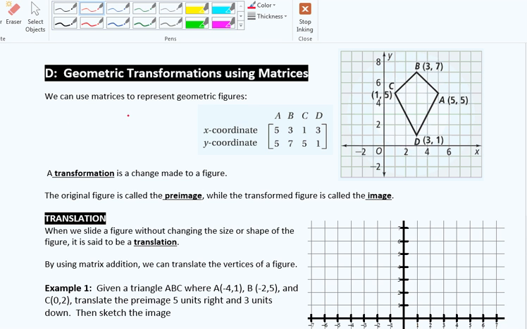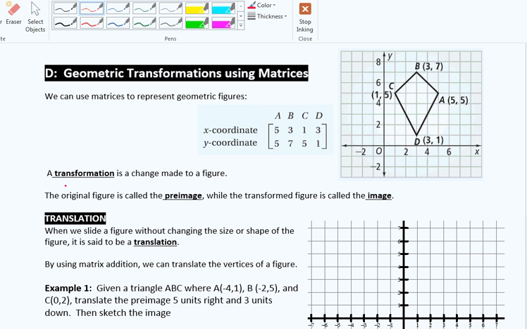So one thing that we can do with a matrix is actually store a geometric figure that is housed on a coordinate plane. For example, I have this kite over here with vertices A, B, C, and D. And the way we would represent this figure in a matrix is to have our x coordinate and our y coordinate stored as a row, and each particular vertex would be stored as a column.